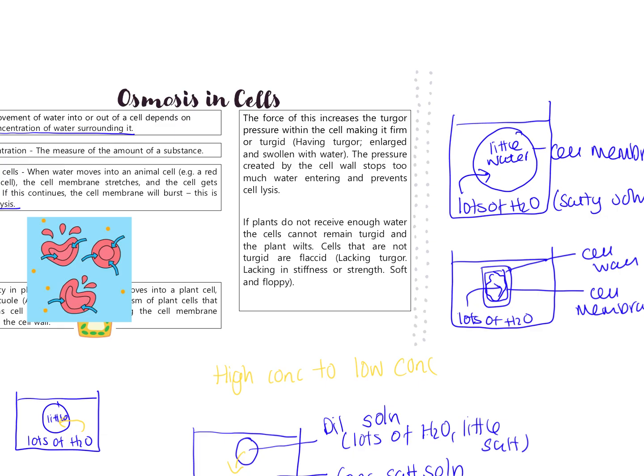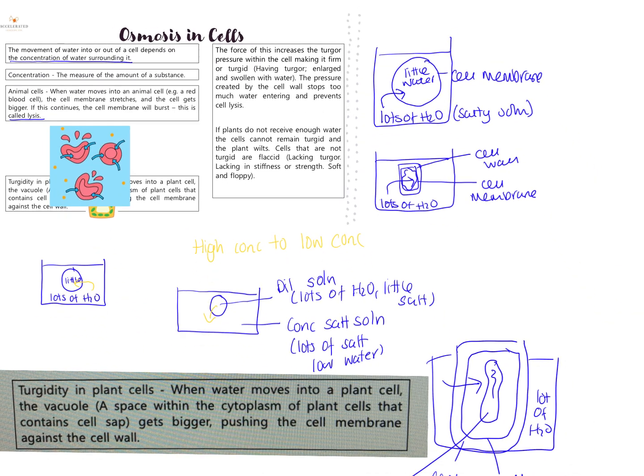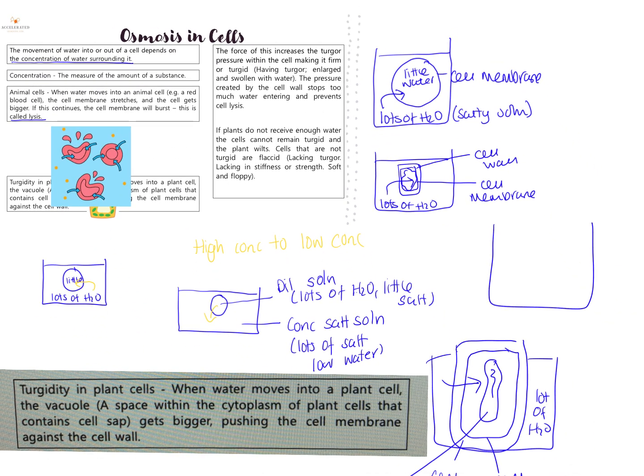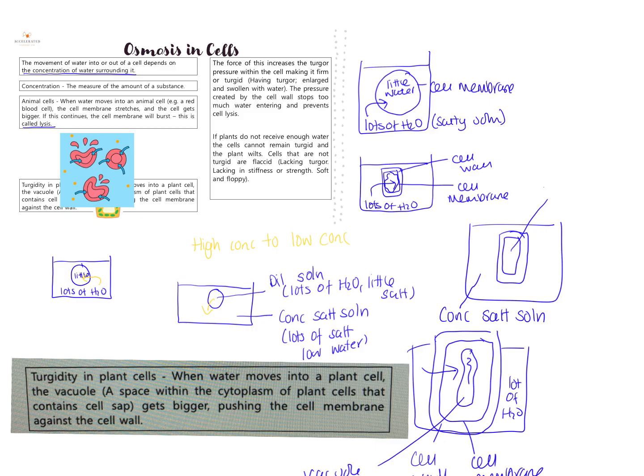Now, the opposite of that, Jack, say I do the opposite, right? And I put my plant cell, so there it is there. We know we have our cell wall, our cell membrane, right? And say in this one here, I have lots of water in my cell, but I put it into a really concentrated salt solution. Now, break down what that means, Jack. If I'm in a concentrated salt solution, does that mean I have lots of water or a little bit of water? A little bit of water. A little bit of water, absolutely.